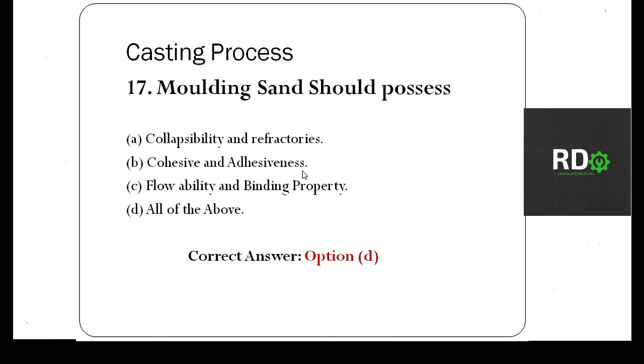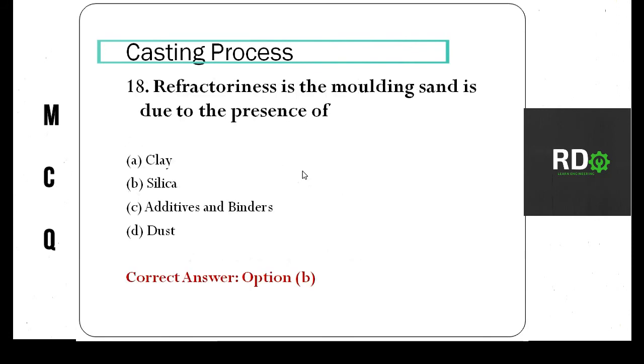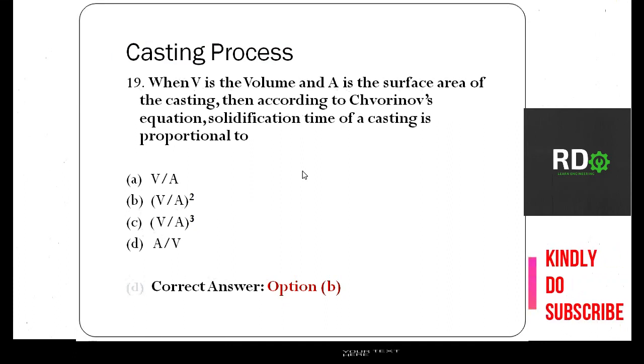So molding sand should possess, see, a good molding sand should have all these characteristics: collapsibility, cohesiveness, good adhesiveness, flowability, binding property, refractoriness. So the option D is the correct. All these are the characteristics of a good molding sand. Okay, refractoriness means how the mold can restrain the heat in the casting. So the refractoriness in the molding sand is due to the presence of what material? Okay, it is the silica that provides the refractoriness.